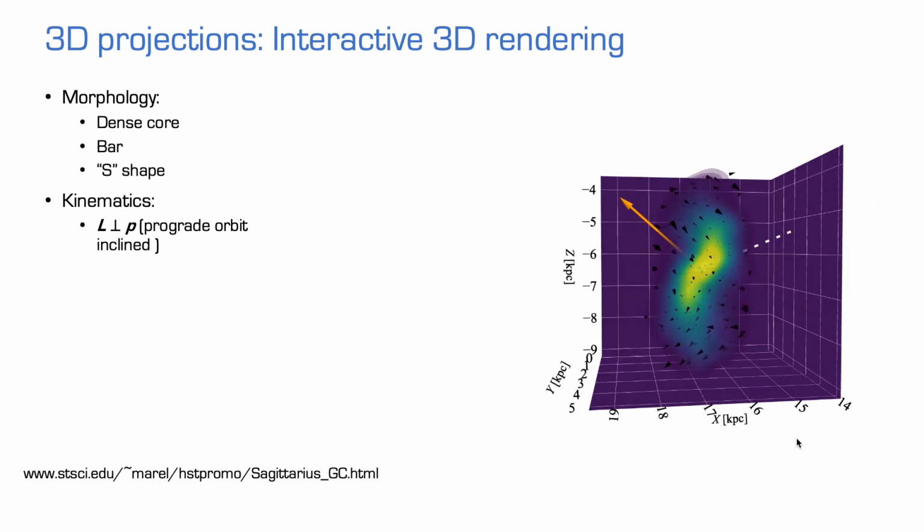There are a few conspicuous features that can already be seen in this figure, such as a denser region in the center, a bar, and tidal tails that appear to emerge from the tips of the bar, conferring a characteristic S shape. It is also interesting to point out that the internal angular momentum is almost perpendicular to the systemic motion of the galaxy and to the vector pointing to the Milky Way center, meaning that Sagittarius is in a slightly inclined prograde orbit.